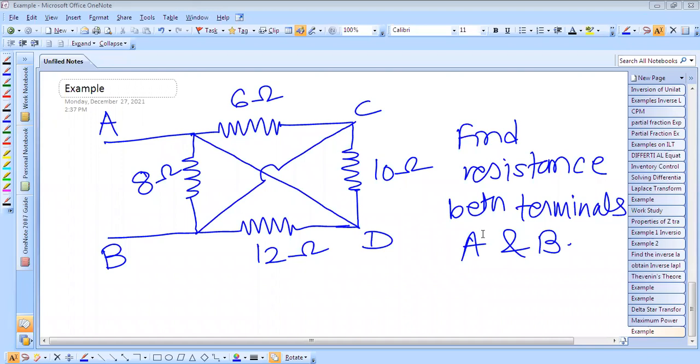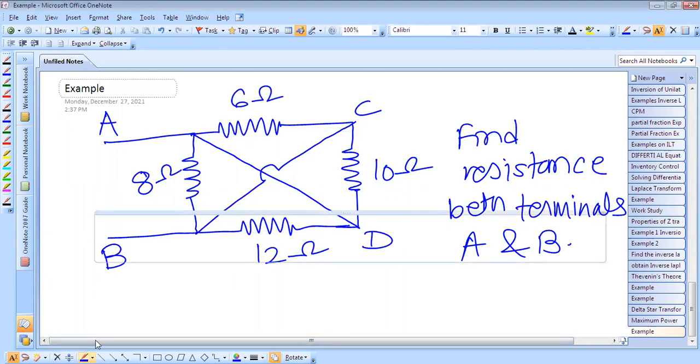Good morning, students. Today we will solve some numericals on circuits which contain resistance. We can see this circuit diagram and we have to find the resistance between the terminals A and B. Here we can see that A and C are short circuited and B and C are short circuited. So we have to do some rearrangement of these connections.